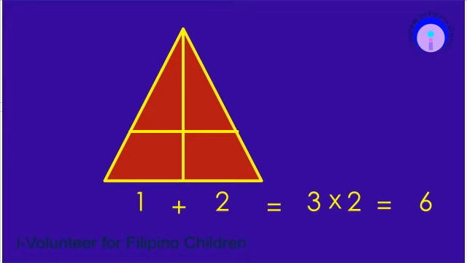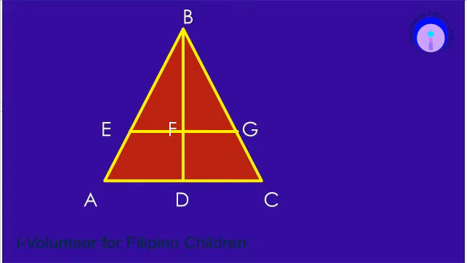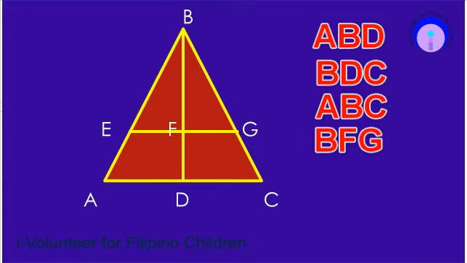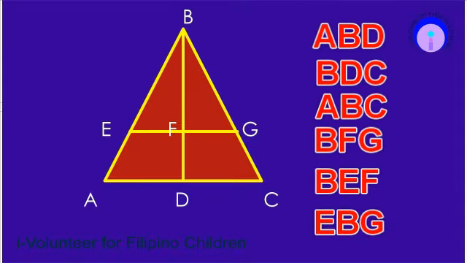Yes, we have 6 all together. Let us name all the 6 triangles that we can form from this figure. There you have it, the 6 triangles that we can form from this figure.